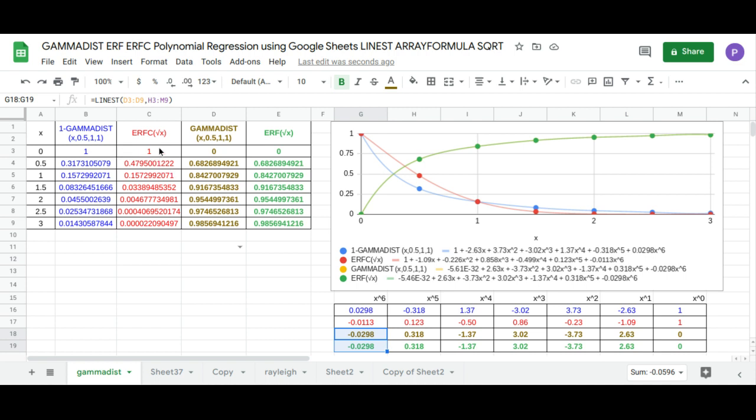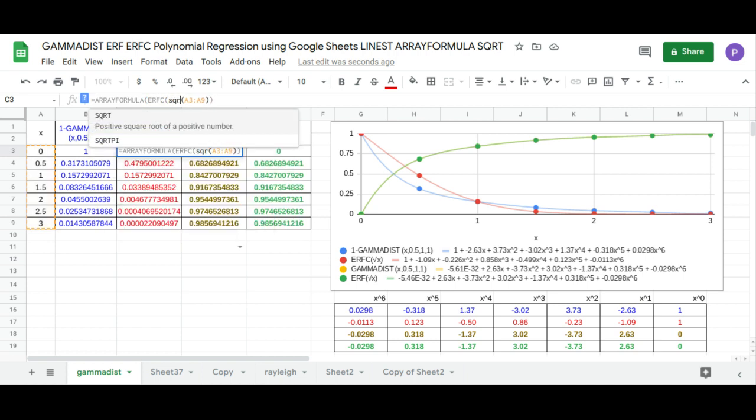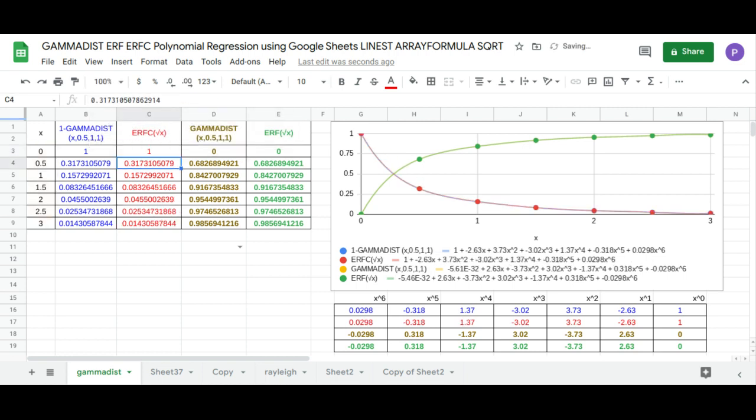Next, we continue with the complementary error function and the complementary of the GAMMADIST function. So there is a square root of x. So we factor in square root of x, and enter. Now their values are the same. Their polynomial regression coefficients are the same.